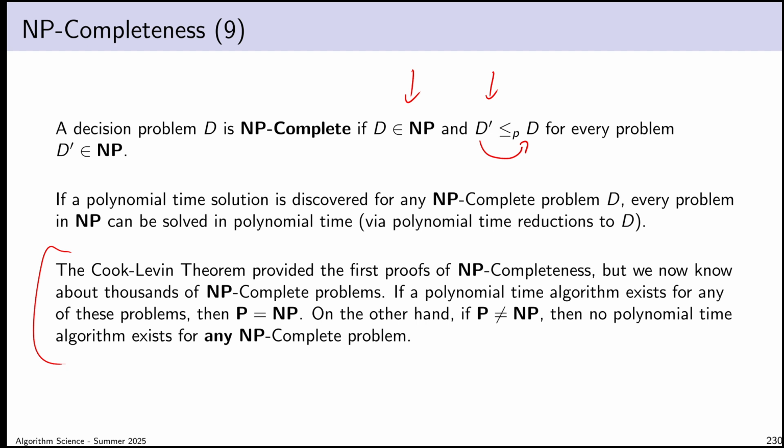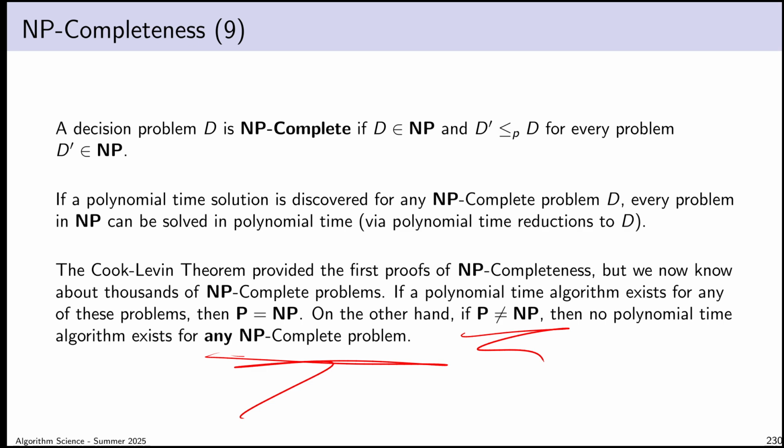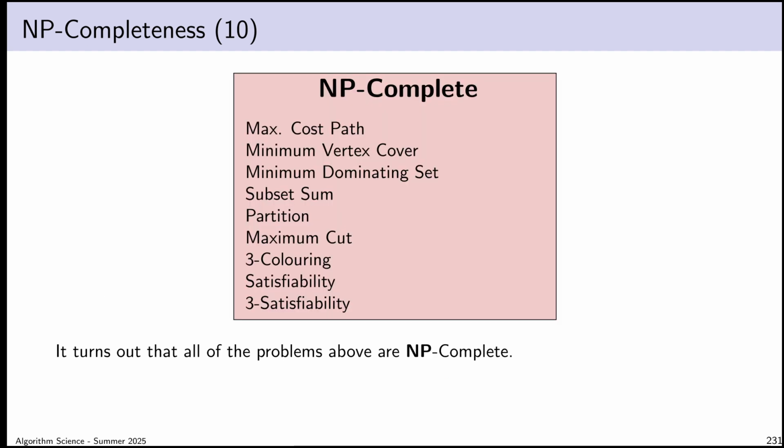And as of now, there are thousands, if not tens of thousands of NP-complete problems that are known. There are books you can get that are just lists of NP-complete problems. That is how many of them there are. And so if a polynomial time algorithm is found for any of the various thousands of NP-complete problems out there, that means that P equals NP. On the other hand, if P is not equal to NP, then no polynomial time algorithm can exist for any NP-complete problem. And as I said, there are thousands of these. That would be a huge result either way.